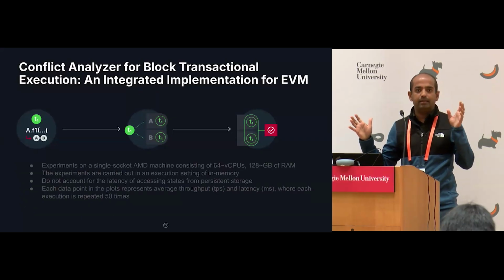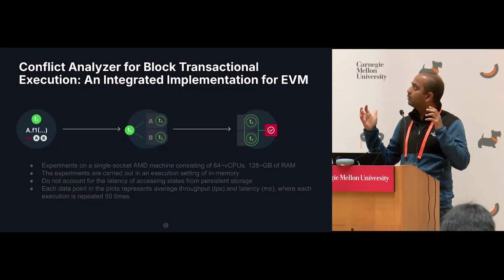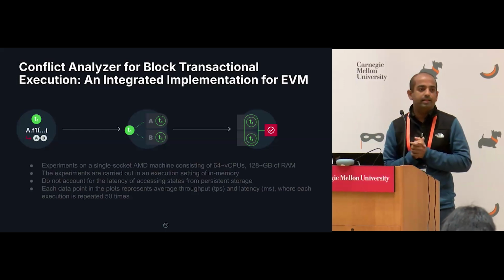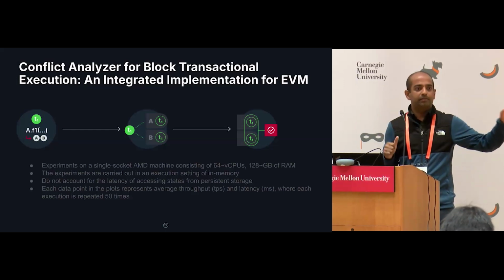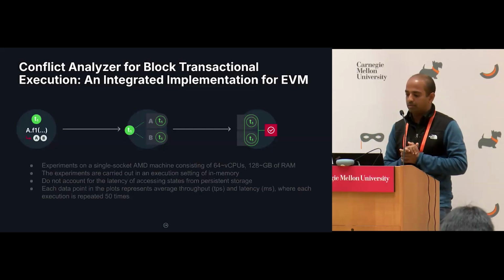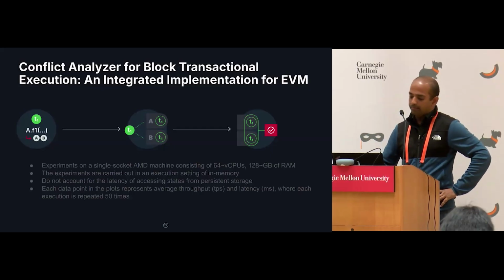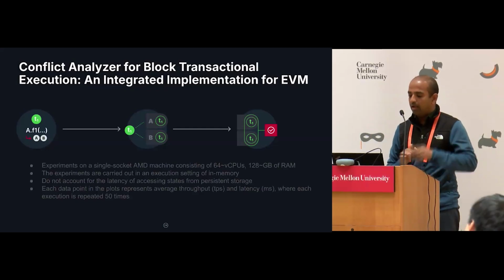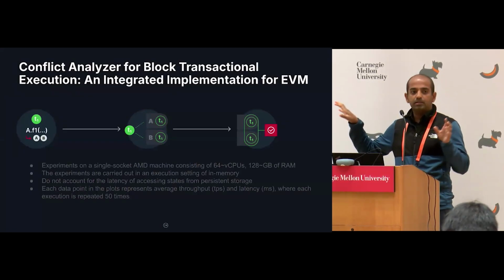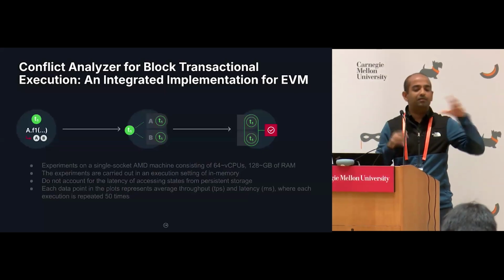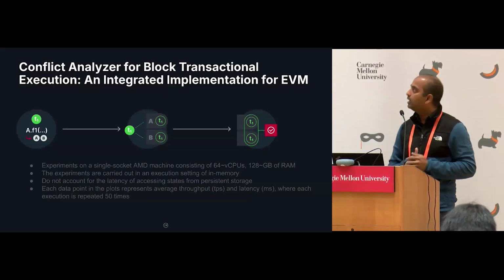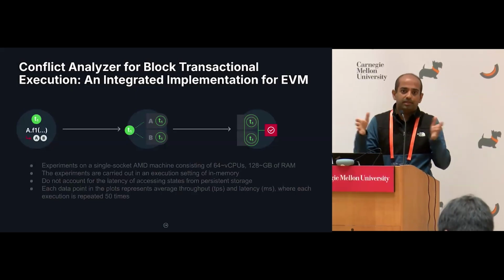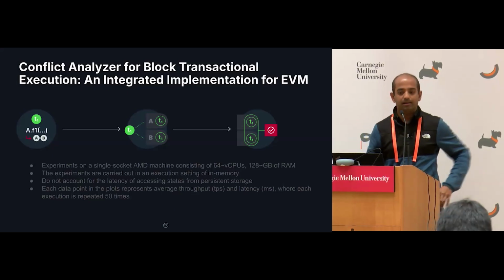Now, there are more interesting things that we've done with the conflict analyzer that allow us to build this rigorously for all classes of Ethereum contracts, but that is significantly more costly, and it's not something I'm going to talk about much in this talk. The experiments are conducted on a single socket, standard AMD EPYC machine. One important thing for the purposes of this talk, we're not worrying about the latency of accessing state from persistent storage and things like that. So everything is assumed to be in memory. We take the pre-state, we load it in memory, and that way we clearly understand the benefits that are coming from parallel execution.